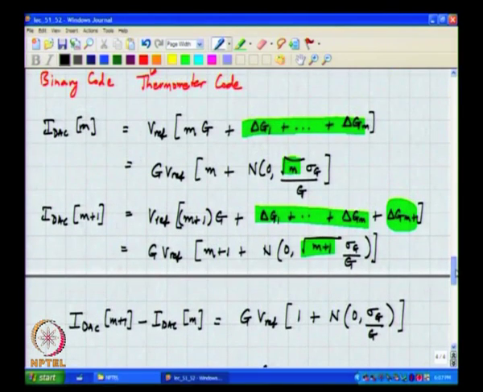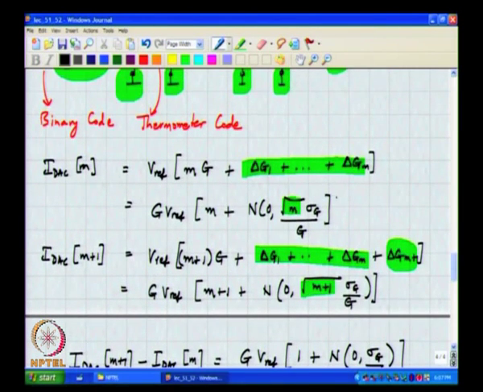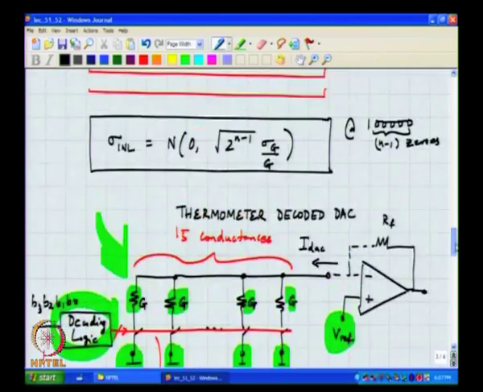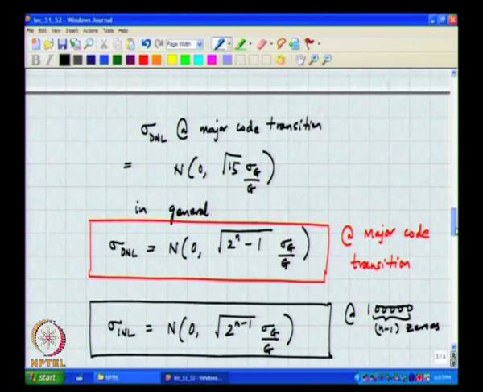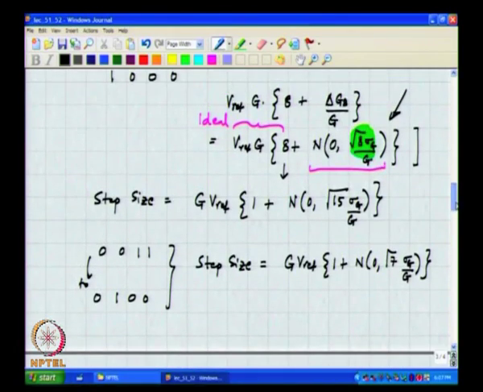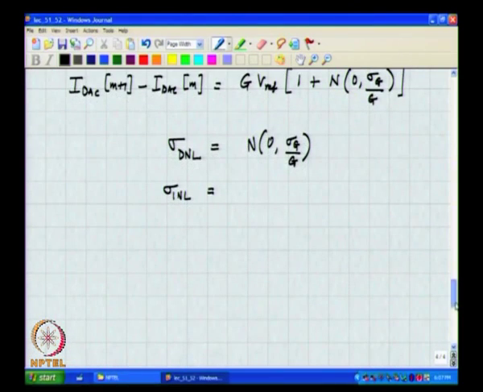it is the same expression that we had. When these expressions are the same, thing that we had earlier, right. For a code 8 we had root 8 sigma g by g, right, in the binary decoding case. Here it will also be the worst case will become square root of 2 to the n minus 1 into sigma g by g, all right.